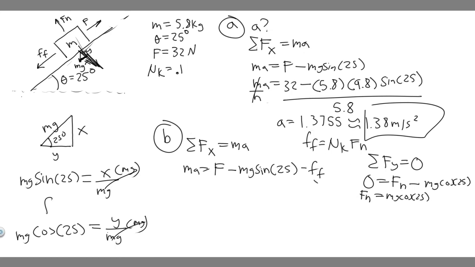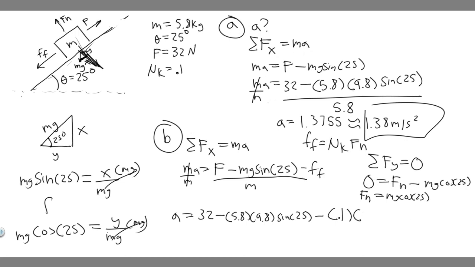And so if we know F sub n, and we know mu sub k, we know the force of friction. If we know the force of friction, we can just go ahead and solve for a. So let's start plugging stuff in. We want to divide both sides by m. So a is going to be equal to the force, which we know is 32 newtons, minus mg, the mass is 5.8, times g, 9.8, times the sine of 25, minus the force of friction. What's the force of friction? Mu sub k, which is 0.1, multiplied by F sub n, which is mg times the cosine of 25. So 5.8 times 9.8 times the cosine of 25. You can put parentheses if you want, it won't make a difference. All this divided by the mass, which is 5.8.